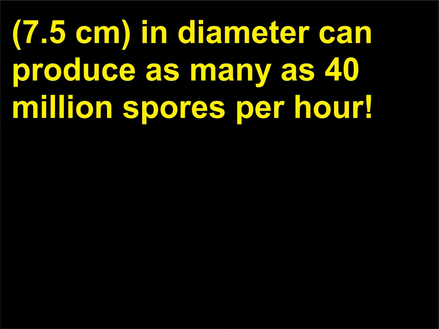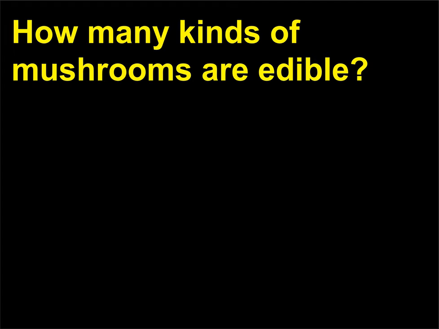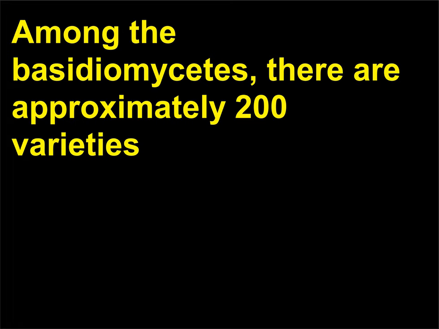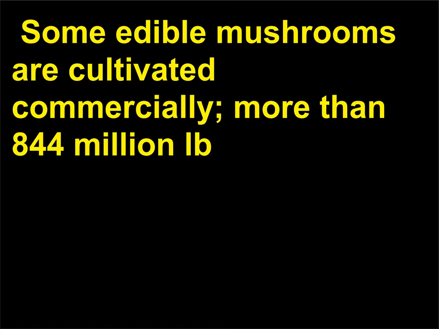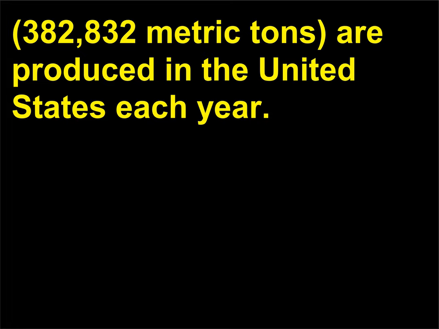How many kinds of mushrooms are edible? Among the basidiomycetes, there are approximately 200 varieties of edible mushrooms and about 70 species of poisonous ones. Some edible mushrooms are cultivated commercially, more than 844 million pounds, 382,832 metric tons, are produced in the United States each year.